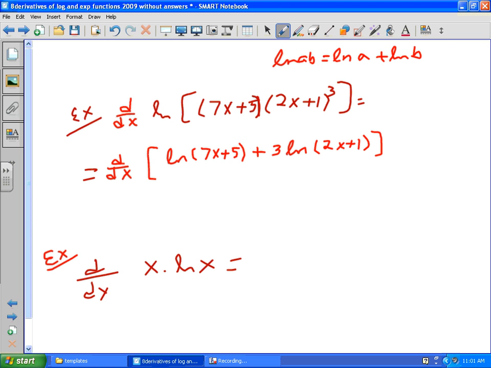What is the derivative of ln 7x plus 5? 1 over 7x plus 5 times 7. And the constant remains for the second part. What is the derivative of ln of 2x plus 1? 1 over 2x plus 1 times the derivative of the inside. So you could just rewrite it if you wish as this.